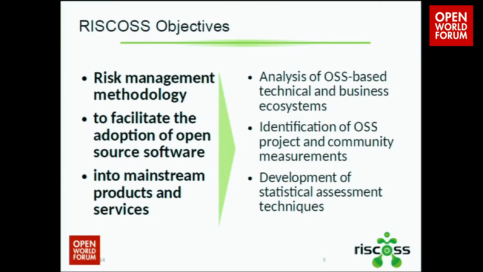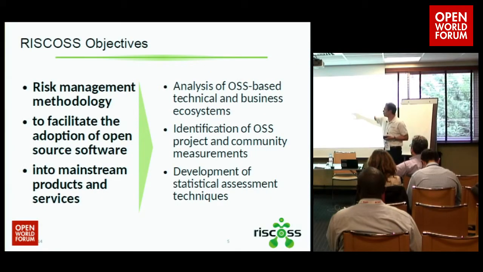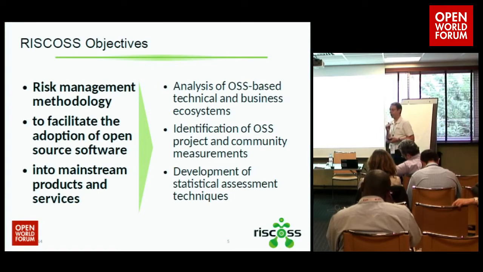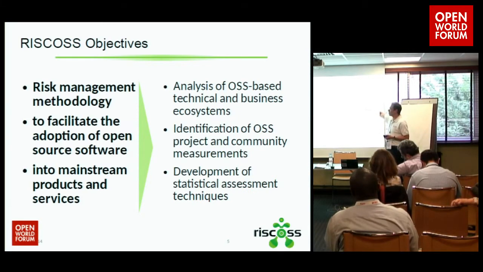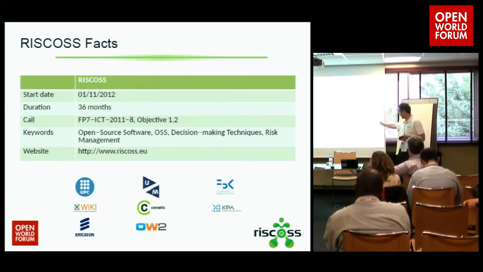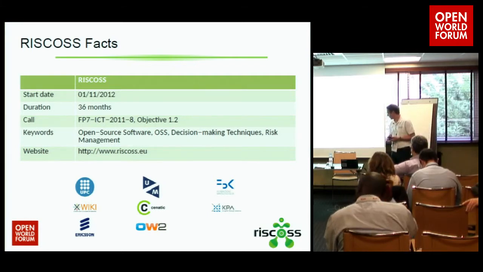The objective of the RISCOSS project is to add another layer and to develop risk management methodologies to facilitate the adoption of open source software for mainstream products and services. So the idea is that you're a service provider addressing a huge mainstream market. You want to use an open source component in your service. We will help you select it and mitigate the risk, and select it with a certain level of security. So what RISCOSS needs to do is to analyze business and technical ecosystems, identify the way to measure the communities, so what sort of measurements, and develop some techniques for the statistical assessment of this. We've put together this project with eight partners from Spain, Italy, Israel, France, and other places.